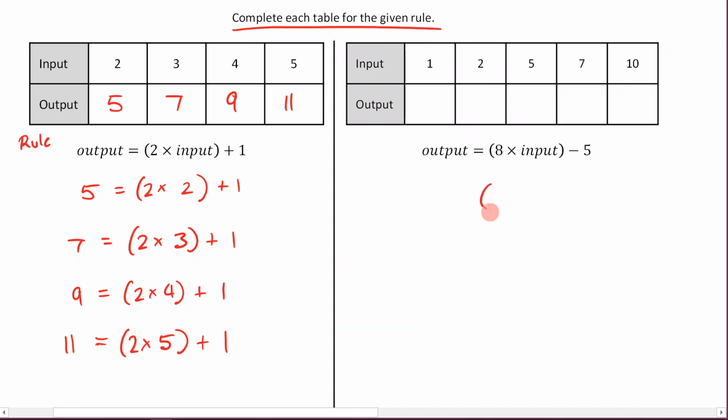Okay, so we're going to go 8 times our first input, which is 1. So we put a 1 here, then we minus 5. Now 8 times 1 is 8, minus 5 is 3. So that means 3 is my first output.